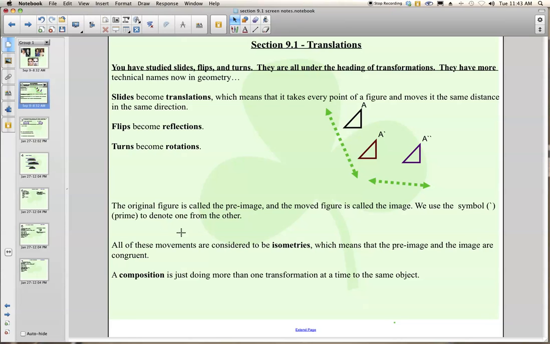All 3 of these that we're going to talk about in the first half of this chapter are called isometries. They're called isometries because that means that the original image and then the ending images are all congruent to each other. The object does not change size or shape. It changes position, it moves somewhere else, but it remains congruent to the original. And so if it remains congruent to the original, it is called an isometry.